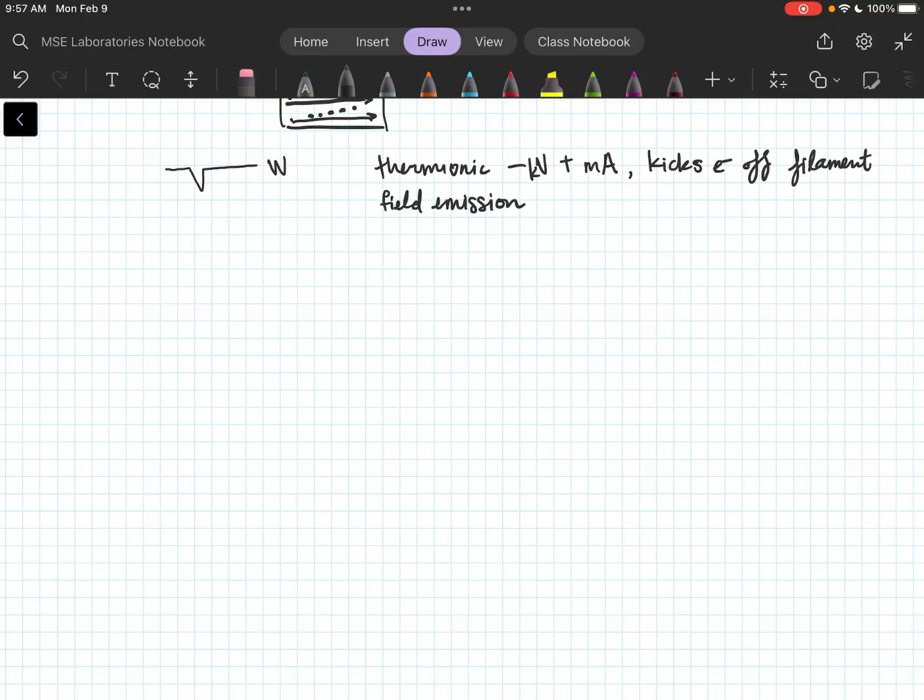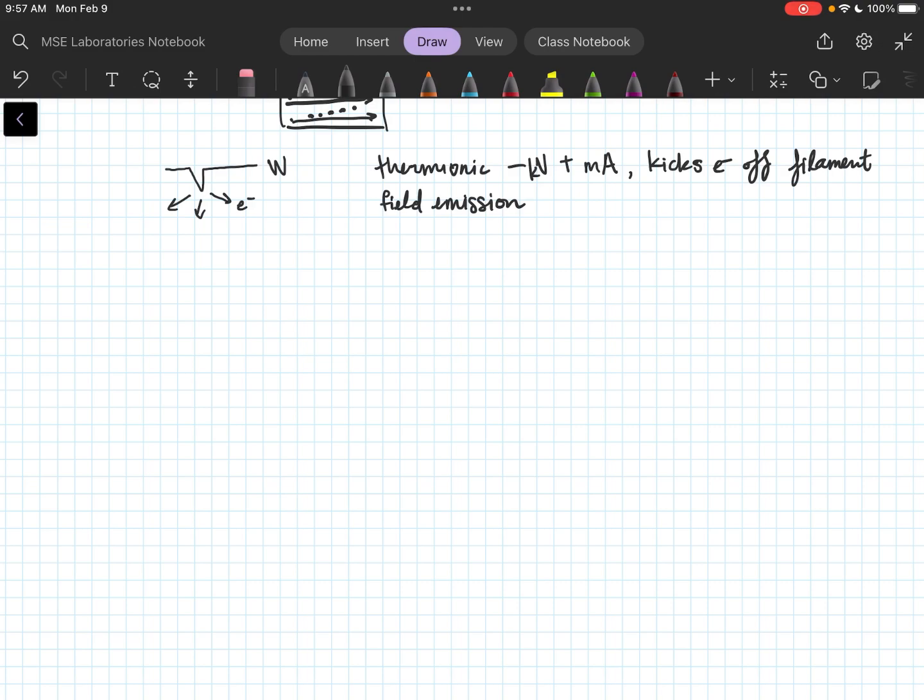In that case, we get this spray of electrons coming off of the filament. And we have this job of funneling or filtering them to hit the sample in a more predictable way, because this spray is pretty chaotic. We just have electrons going everywhere.